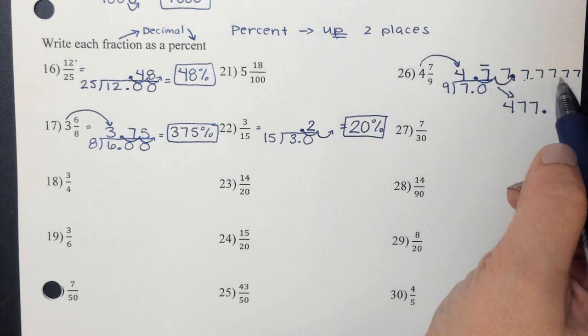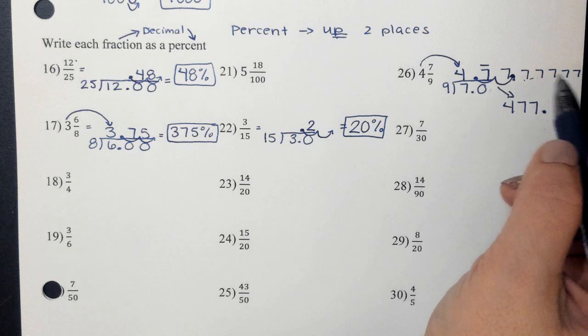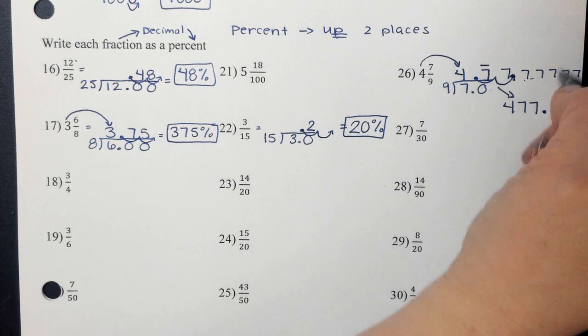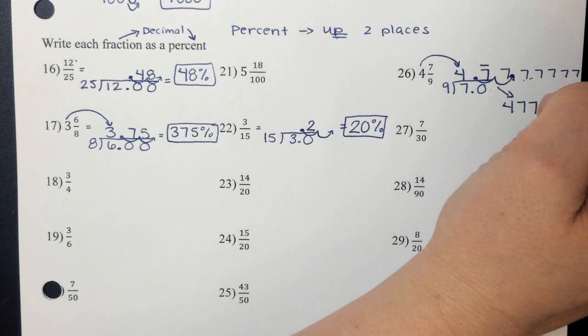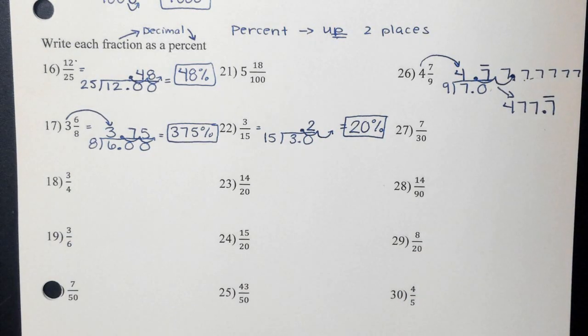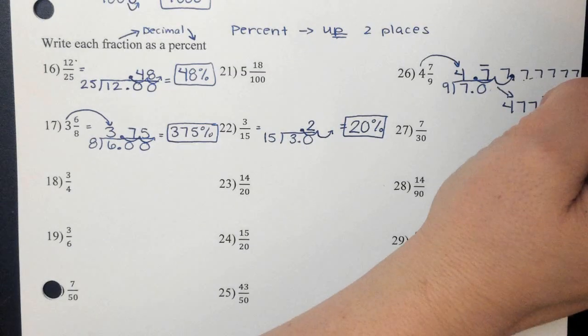And what's going to happen after that decimal? 7 keeps going, right? So I'm going to put a 7 with a bar. Remember, guys, you cannot put a bar unless it's in the decimal part. Okay, I'm going to add my percent symbol.